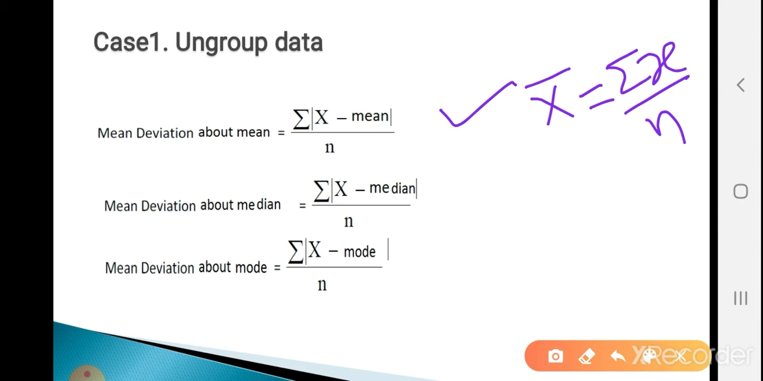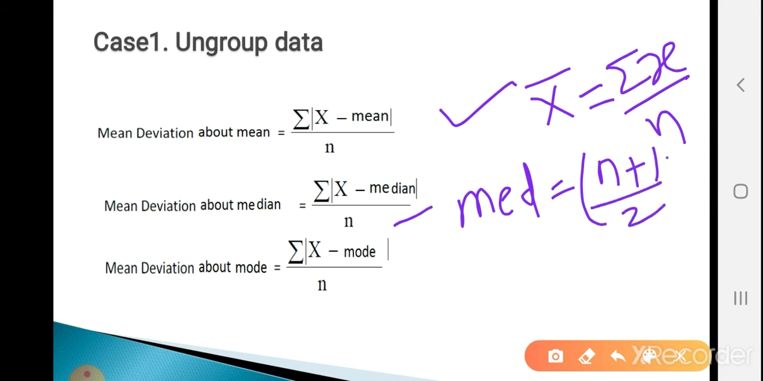Now next, mean deviation about median. The formula is summation mod of x minus median divided by small n. How to calculate the median for ungrouped data? The formula is (n plus 1) divided by 2 th observation when data is arranged in ascending or descending order. Here it is 2 because median is the middlemost observation which divides the data into two equal parts.